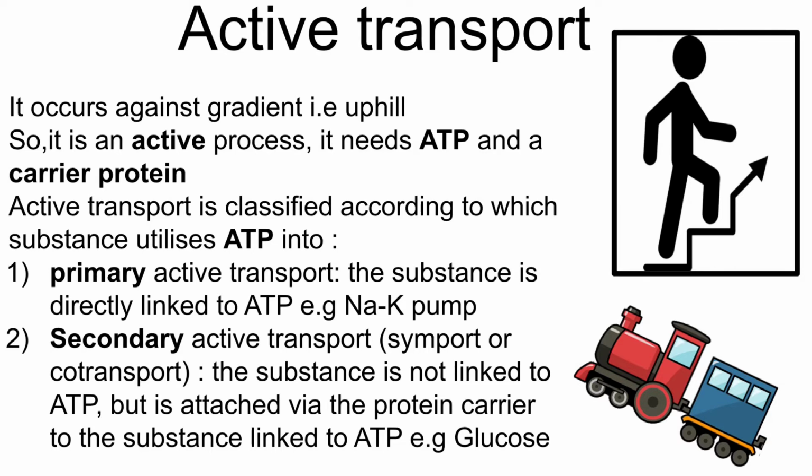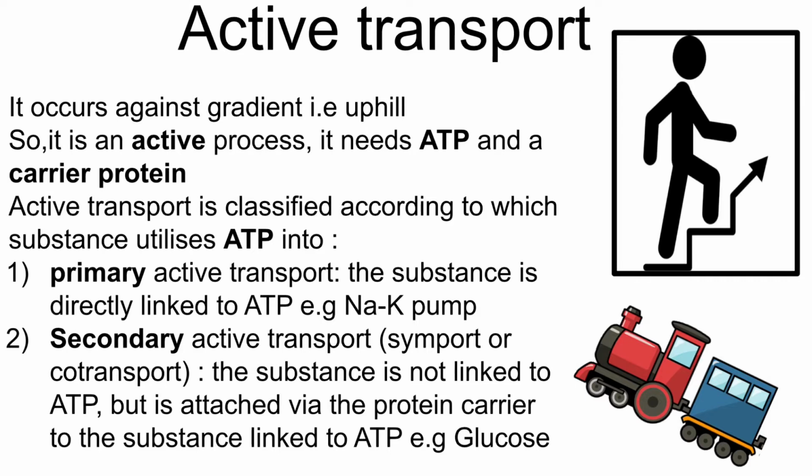To make it simple, imagine a train pulling a cart uphill. Both need energy to ascend uphill. In this example, the train represents the primary active substance which consumes the energy, and the cart represents the secondary active substance which does not consume energy directly, but it depends on energy consumed by the train.